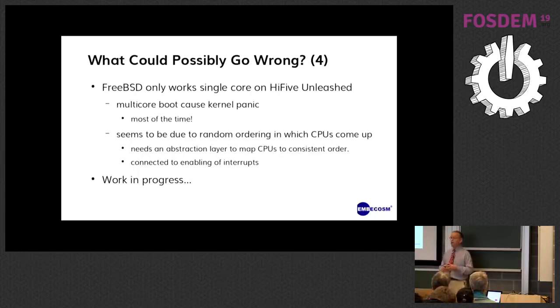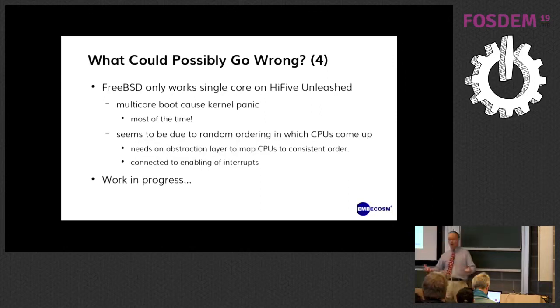So we're in the process of working on an abstraction layer to try and map the CPUs to come up in a consistent order, at least as far as the operating system sees them. And as far as we've done the debugging, and this is the first time we've tried to do FreeBSD, there seems to be a problem with the enabling of interrupts, and its connection when the interrupts come live, that's when things go horribly wrong. That's a work in progress. I had hoped that I would be announcing it's all working by the time we got here today, but we haven't quite got there yet.